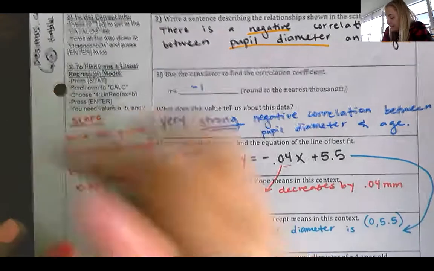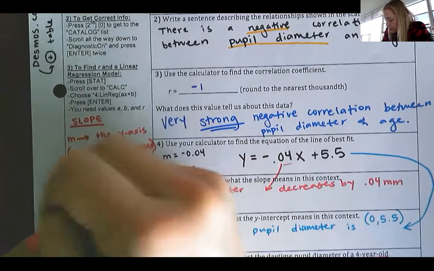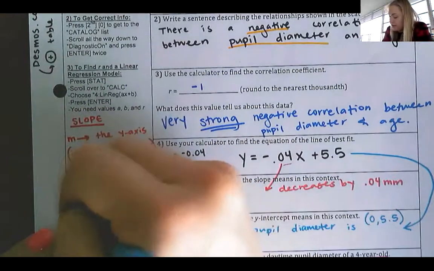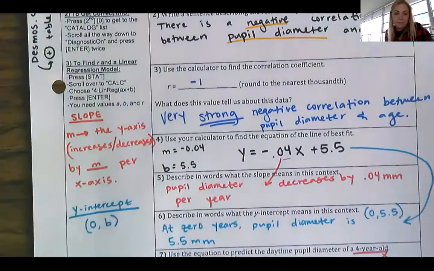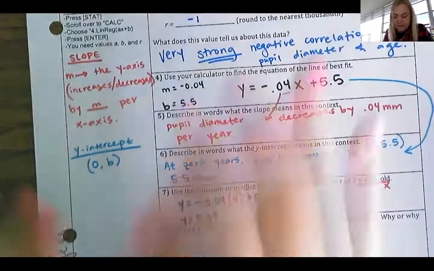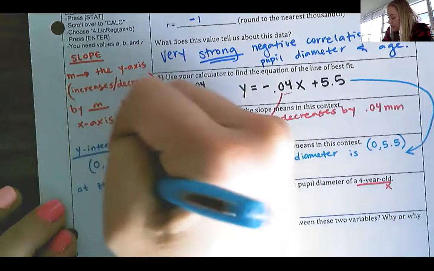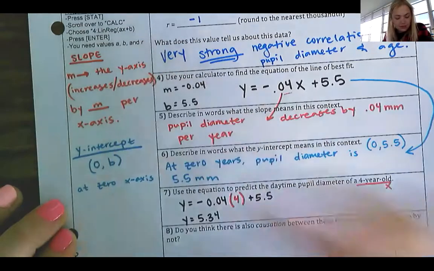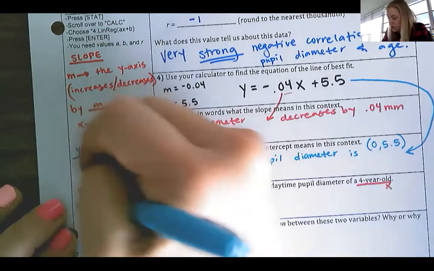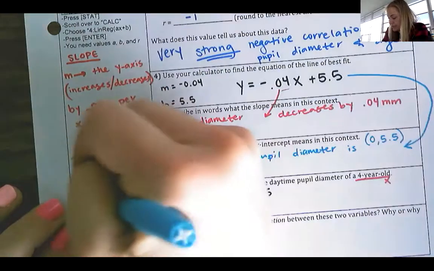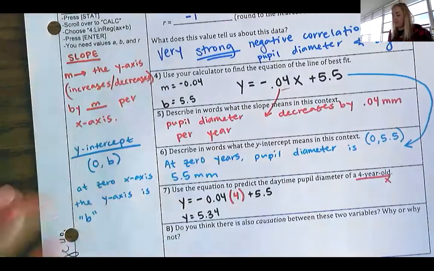Okay, then let's talk about what the y-intercept would be. The y-intercept is always going to be an ordered pair. It's always going to be (0, b), some number b. Okay, so you would say at 0 x-axis, the y-axis is whatever that b number is.